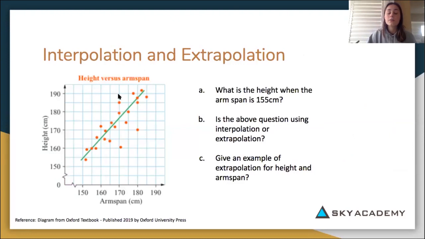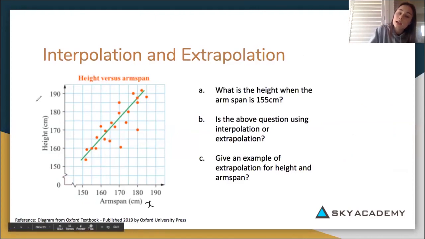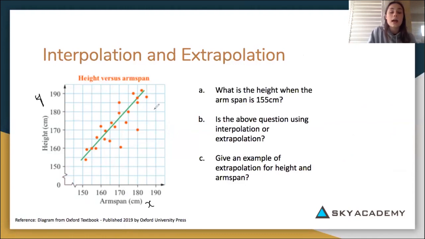We have 2 variables. We have arm span along the x-axis and height along the y-axis. And we have a whole set of points with a line of best fit going through the middle of the points. And our first question is, what is the height when the arm span is 155 centimeters?